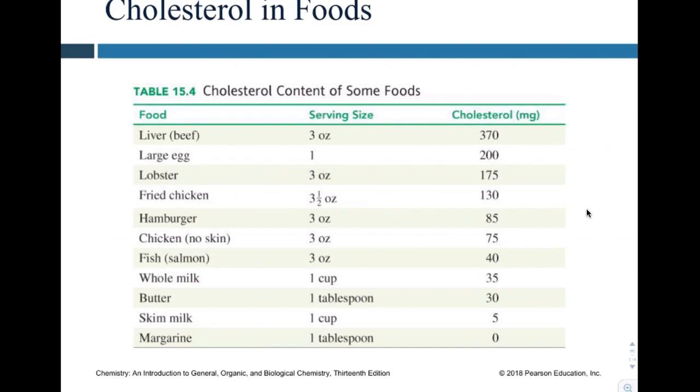Fried chicken, hamburgers, and then you've got margarine, which is why we make margarine, because butter has 30 milligrams of cholesterol in a tablespoon, but margarine has none. But of course the margarine has other things maybe that I don't want, like trans fats. There's a bunch of stuff as far as health foods, but just knowing that you do need cholesterol, but we wind up eating too much cholesterol.